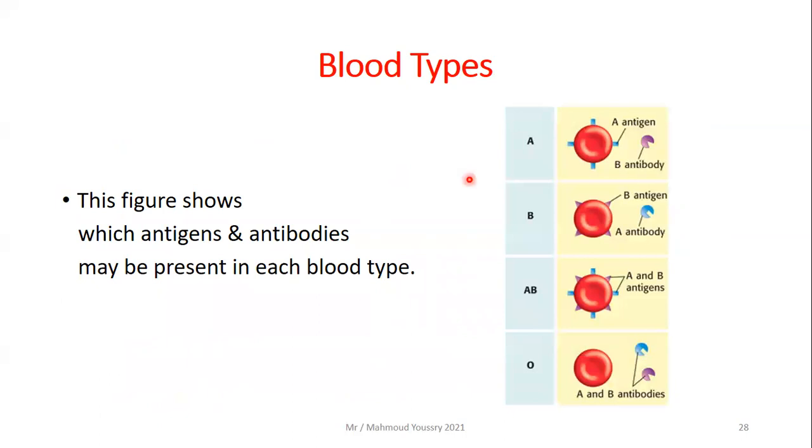This figure shows which antigens and antibodies may be present in each blood type. This is blood type A. These are antigens A, and it has antibodies to blood type B. Look at blood type B. The antigens are attached to the surface of the red blood cell, and it has antibodies for blood type A. AB has both the antigens of A and B, but blood type O does not have any antigen of blood type A or B, but it has the antibodies of A and B.